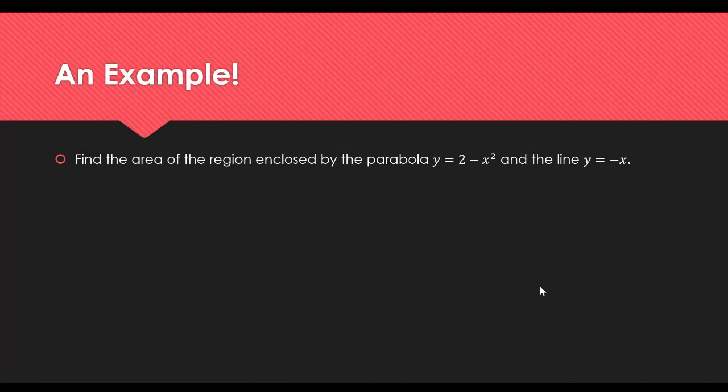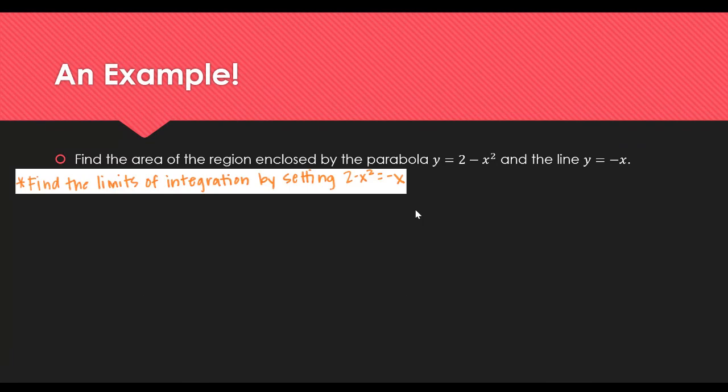Find the area of the region enclosed by the parabola y equals 2 minus x squared and the line y equals negative x. Last week we talked about the area under a curve to the x-axis. Well, now we might go below the x-axis. It just depends on what we're finding. So same thing applies as last week. First, we need to find our limits of integration, but we're going to find them by just setting those two equations equal to each other. We just want to see where they meet.